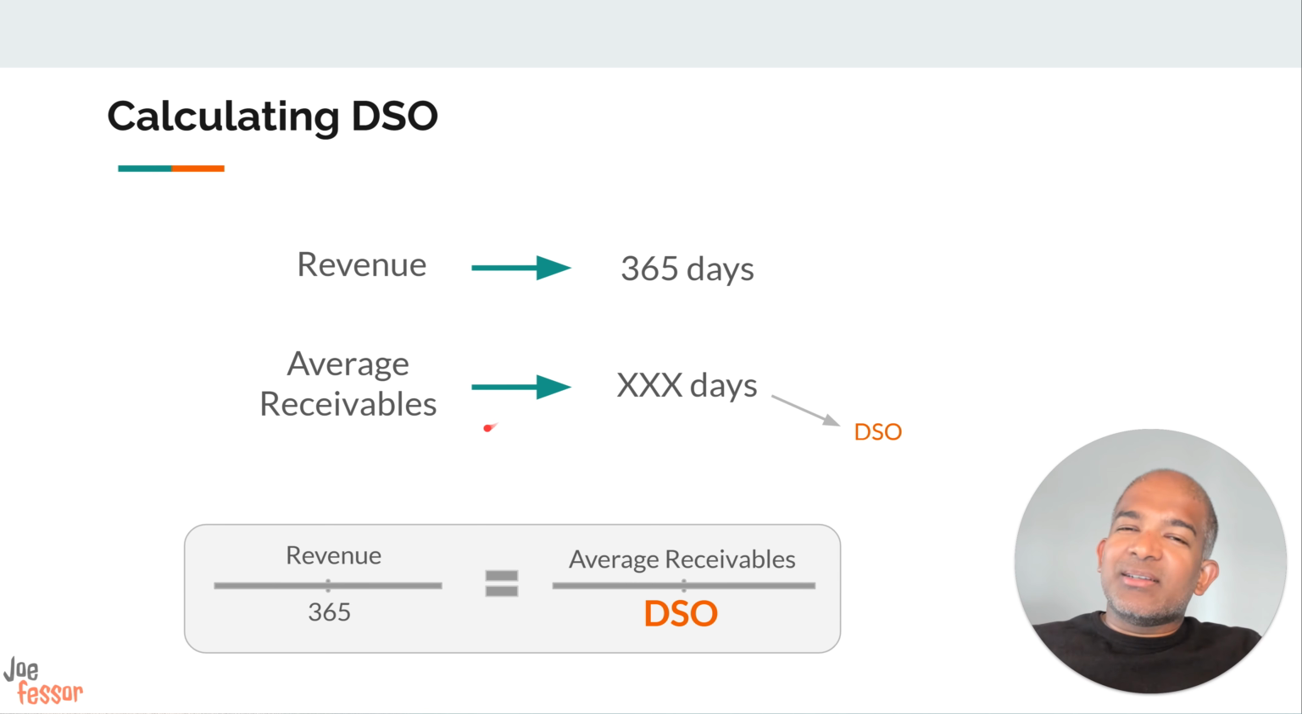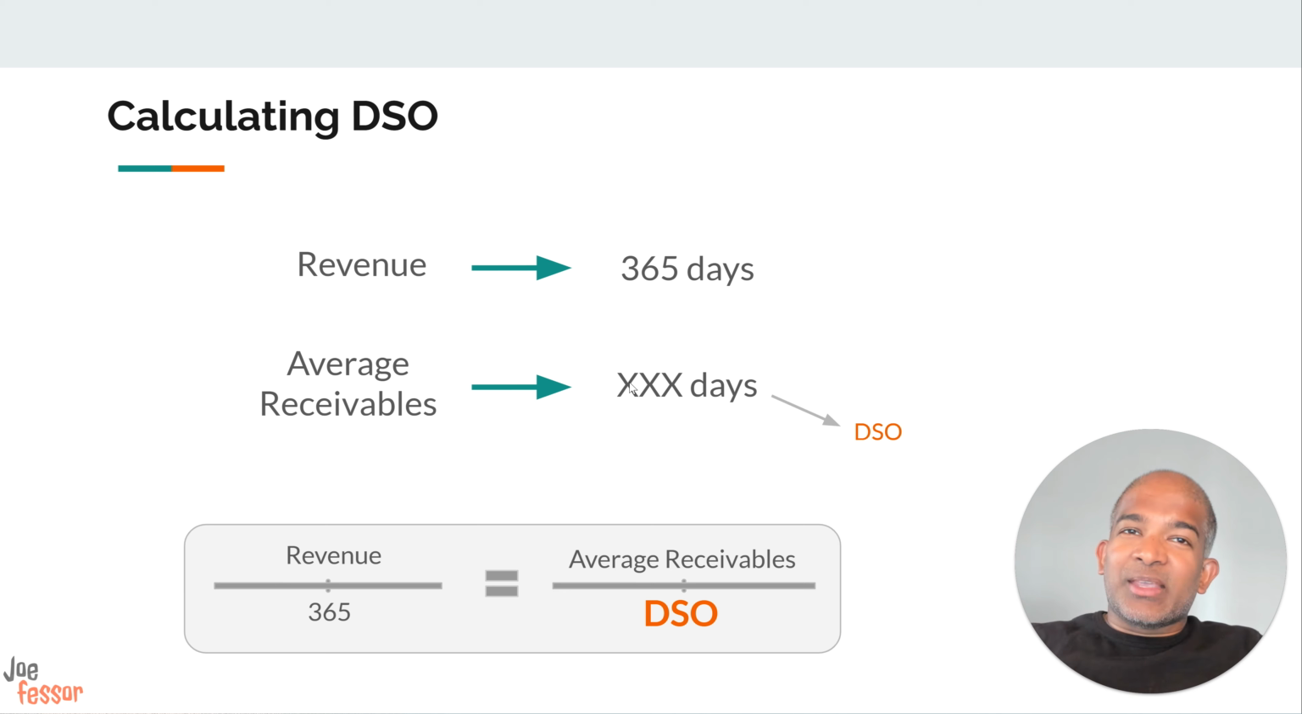If we then consider that average receivables represent an unknown number of days, this unknown number of days is essentially our DSO. In other words, the average receivables are the result of the number of days' worth of sales that are still outstanding. This relationship can be expressed algebraically as shown in the formula at the bottom here. Revenue divided by 365 should equal average receivables divided by the DSO.